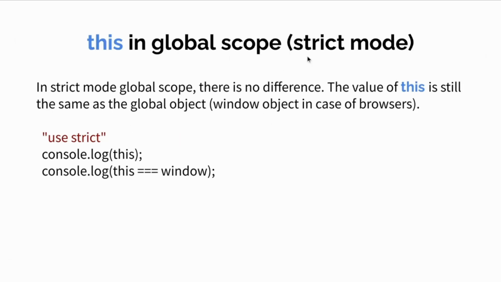Now, if you had strict mode. In JavaScript, you can enable strict mode using "use strict" at the first line. And if you again console the value of this, you will get the same thing. There will be no difference. You'll get the global window object as this. And when you do this === window, you'll get true.